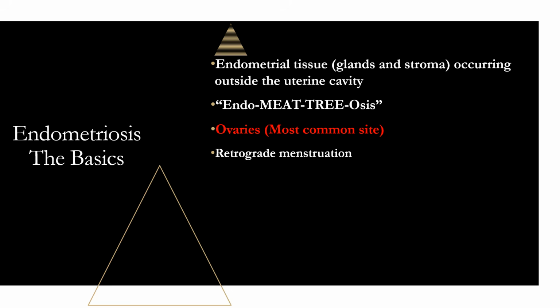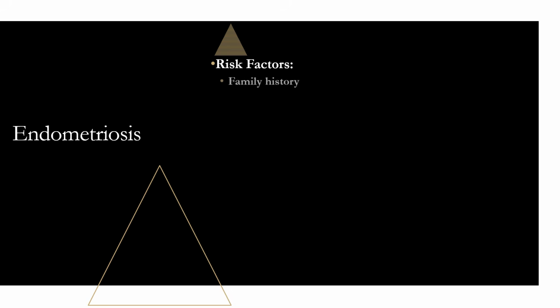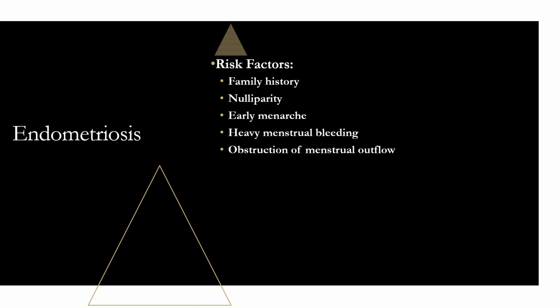All right, next let's talk about the risk factors. Okay, so starting with family history, nulliparity, so women having no previous births, early menarche, heavy menstrual bleeding, and women who've had a history of obstruction of menstrual outflow, in things such as cervical stenosis, among other factors.